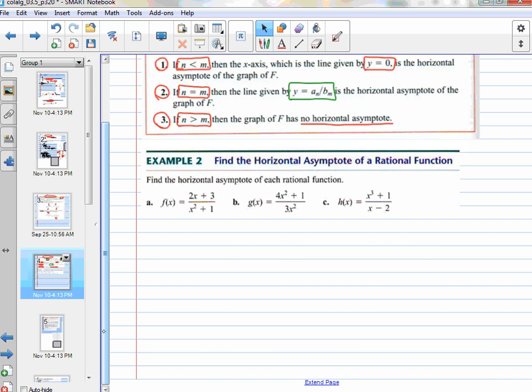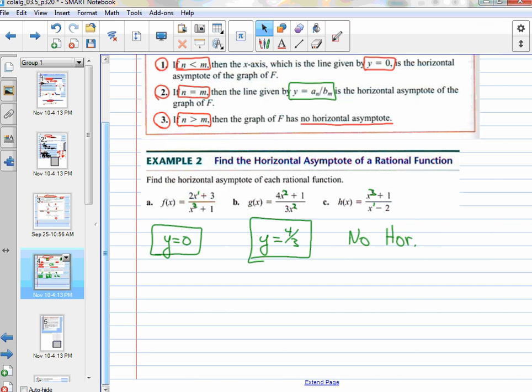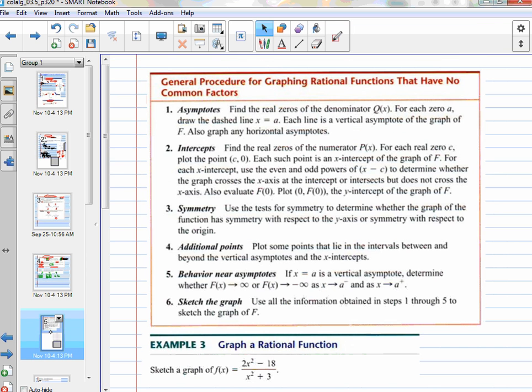So let's apply these rules. How do I find horizontal asymptotes? Well, I compare the degrees. That's a first degree over a second degree. So the numerator is less degree than the denominator, so that means what? y equals 0. There's my horizontal asymptote. This one has a second degree over a second degree. The degrees are the same. So my horizontal asymptote is what? y equals 4/3. I have a third degree over a first degree. So what? No horizontal asymptote. There is an asymptote, but that's later.